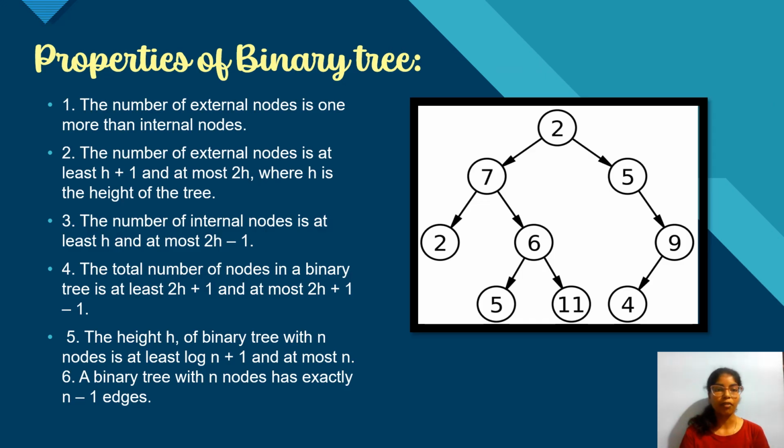Moving on to the properties of binary tree. First one, the number of external nodes is one more than internal nodes. The number of external nodes is at least h plus 1 and at most 2^h, where h is the height of a tree. The number of internal nodes is at least h and at most 2^h minus 1. The total number of nodes in a binary tree is at least 2h plus 1 and at most 2^(h+1) minus 1. Fifth point, the height h of a binary tree with n nodes is at least log n plus 1 and at most n. Sixth point, a binary tree with n nodes has exactly n minus 1 edges.